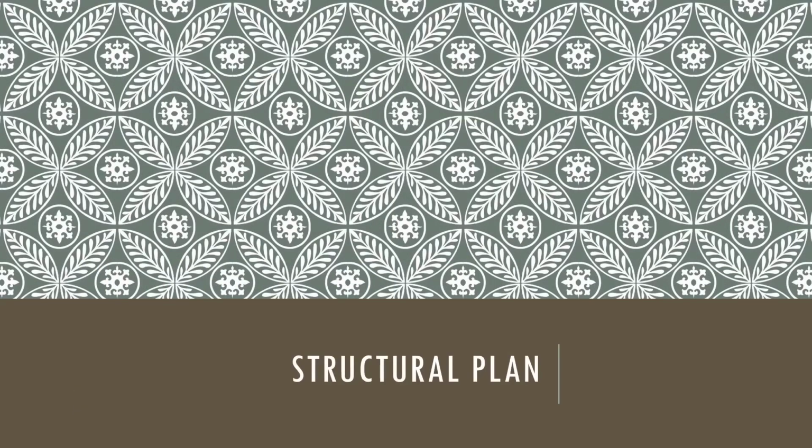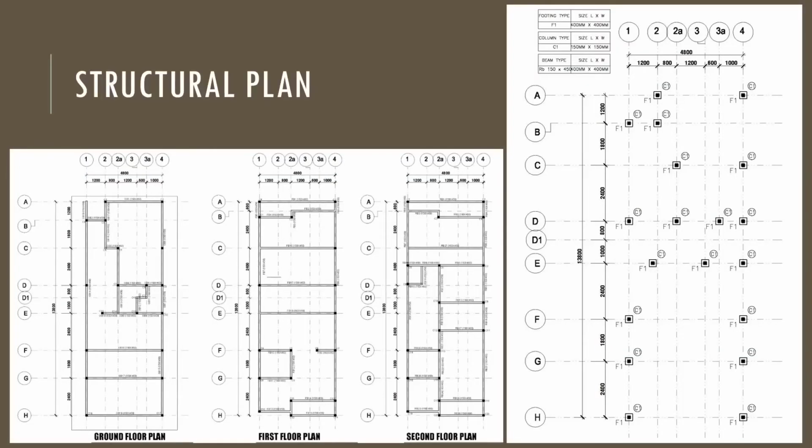Next slide is the structural plan. The left side is the ground floor plan, the middle is the first floor plan, and at the right side is the second floor plan. For the structural plan, the footing type F1 size is 400 mm times 400 mm. The column type is 150 mm times 150 mm, and the beam type is 400 mm times 400 mm.